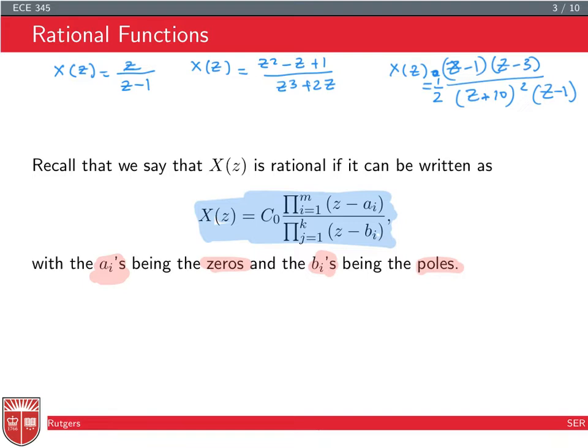But before I move on, let me give you an example of a function that is not a rational function. If you take, for instance, X(z) equal to log(1 plus z), that's not a rational function. Or X(z) equal to e to the z. Any function that cannot be written as a fraction of polynomials is not a rational function.